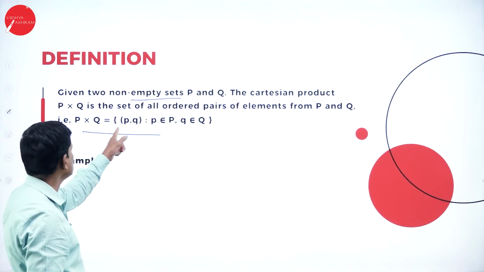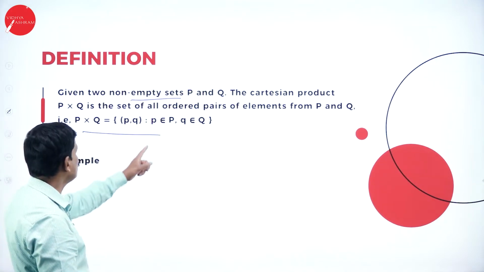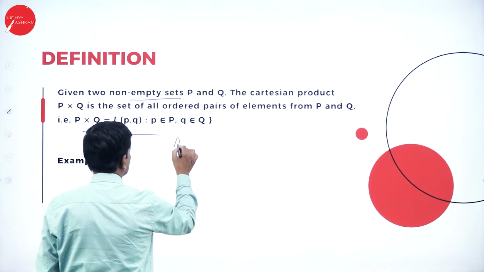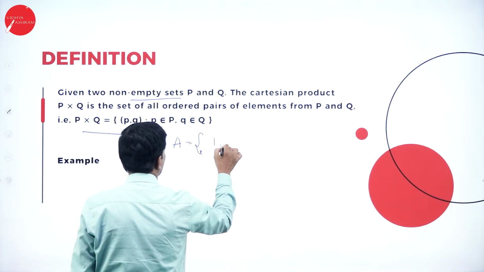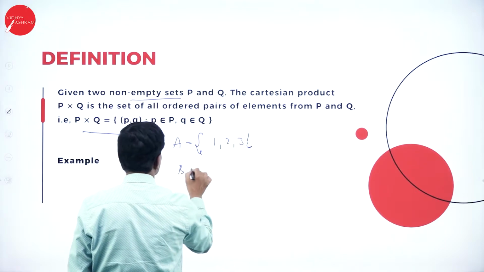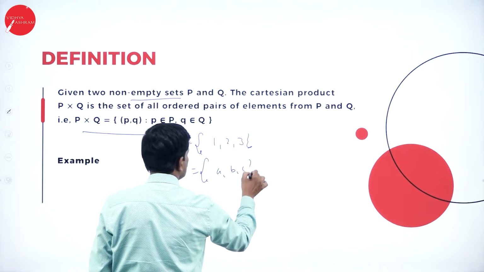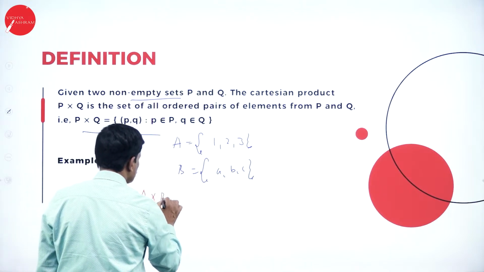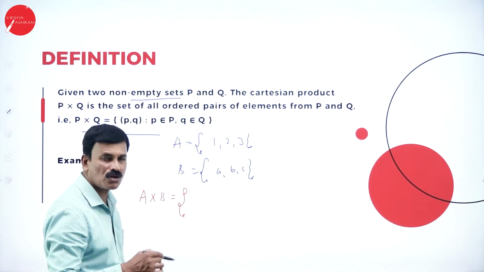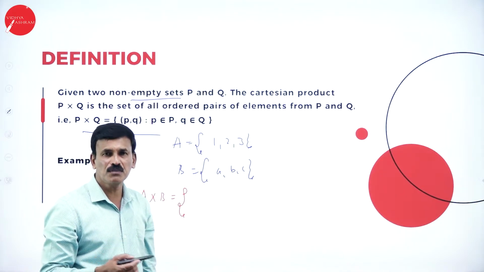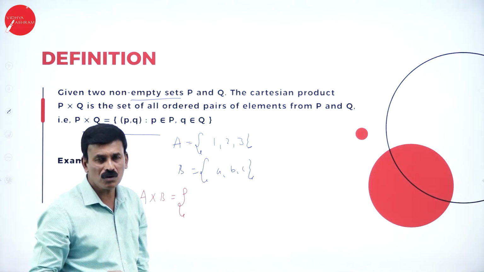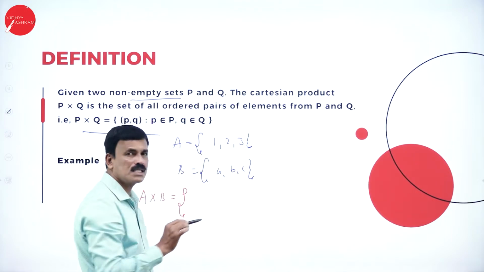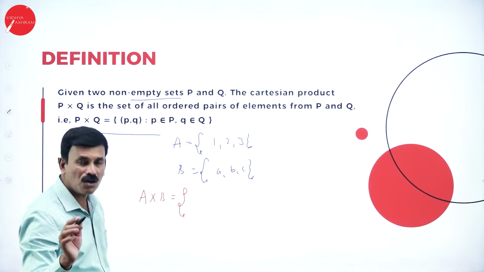That means the first member is an element of set P, and the second member is an element of set Q. So let us consider, for example, A is equal to {1, 2, 3}, another set B is equal to {a, b, c}. Now let me write the ordered pairs. The Cartesian product of A and B, denoted as A cross B, is the set of all ordered pairs in which the first member is an element of set A and the second member is an element of set B. Let us see how I am going to write.